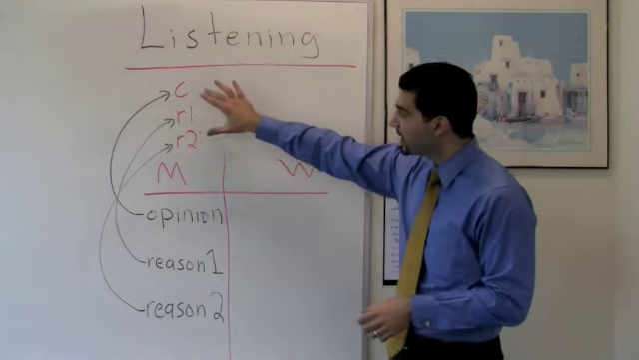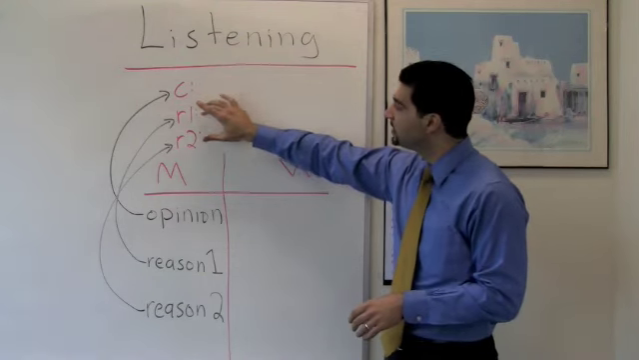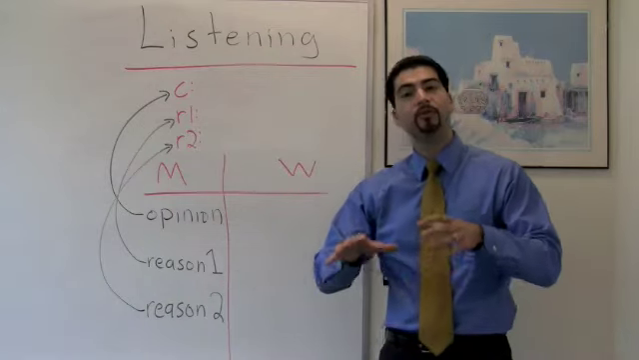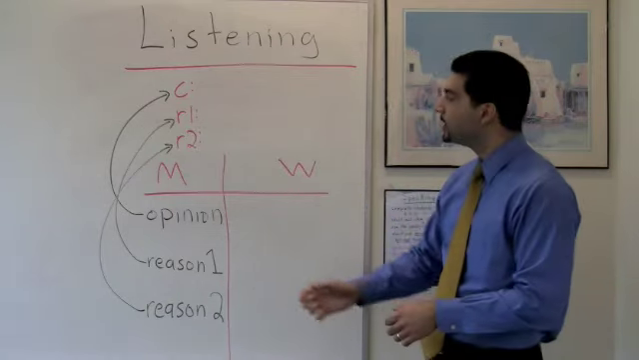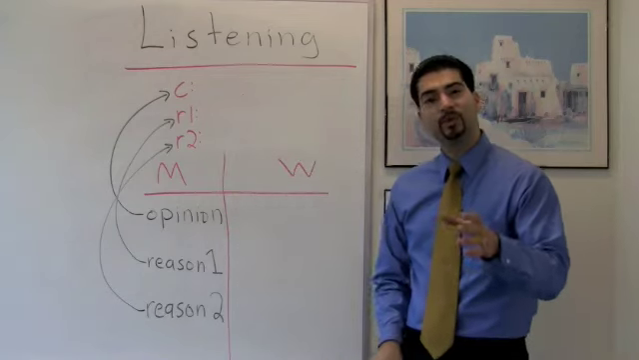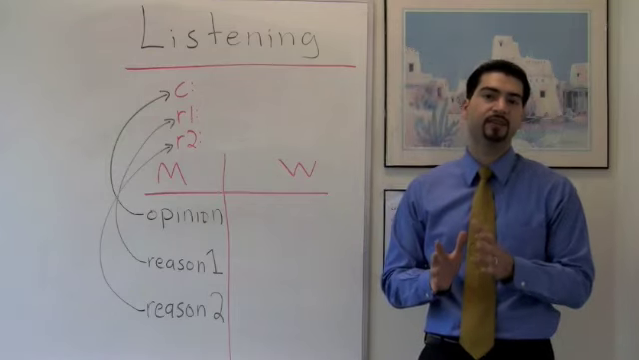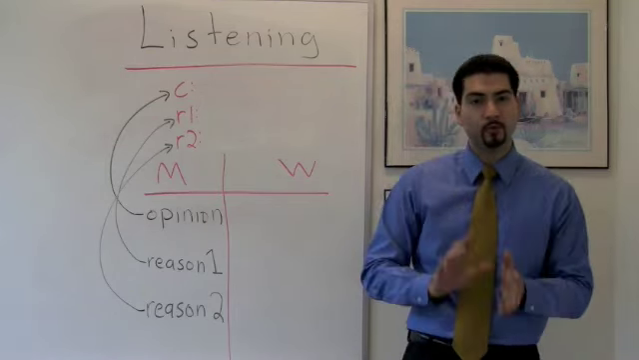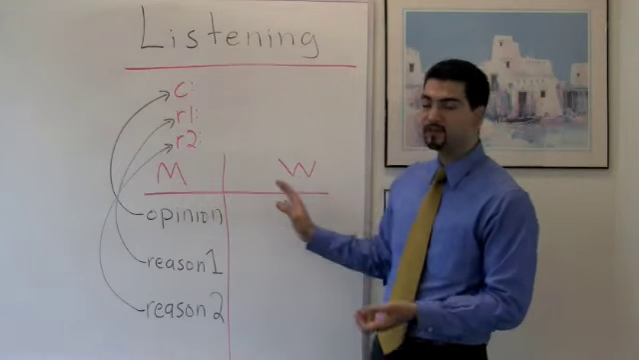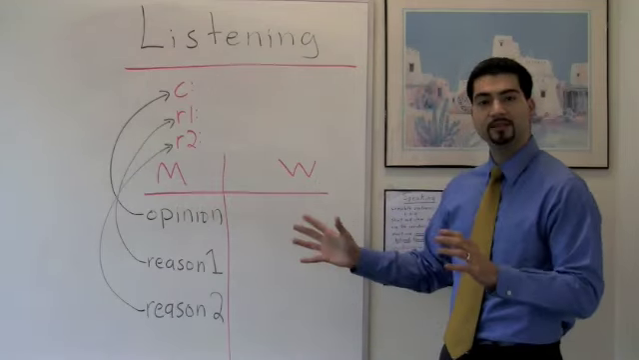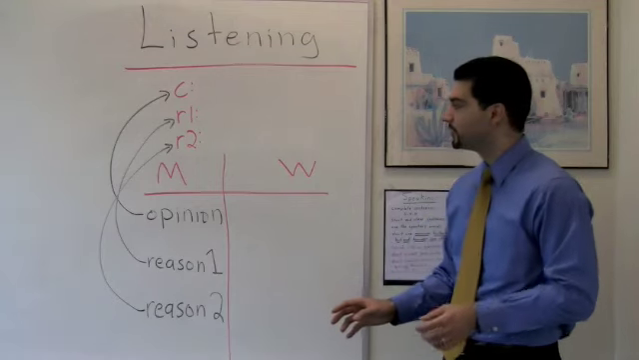As you see that I have here at the top, C, R1, R2, and those are the notes that come from the reading. Now below that I have what I call an MW chart. Now the reason for that is the listening is going to be a conversation between a man and a woman. So M for man, W for woman.